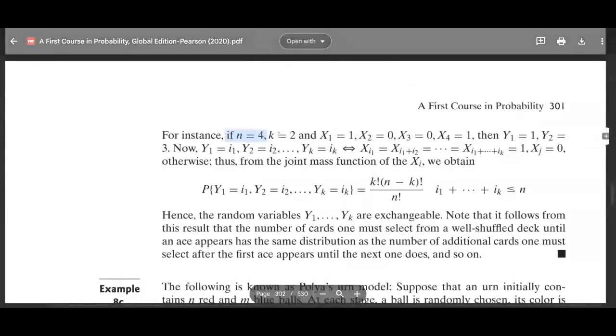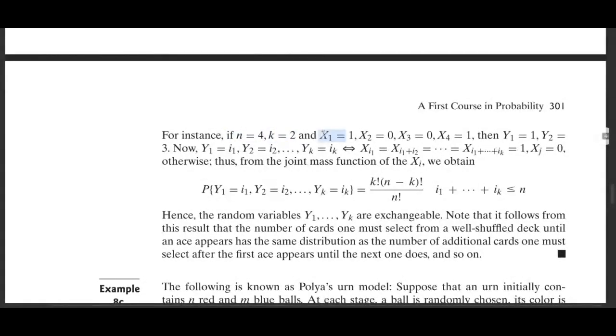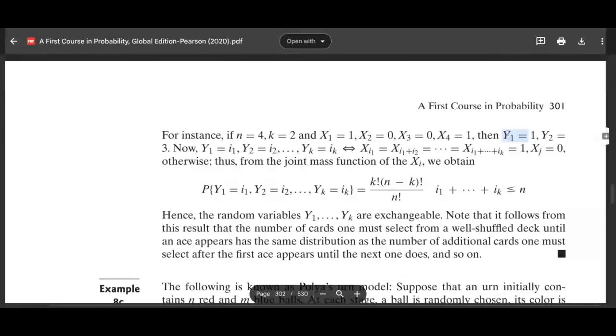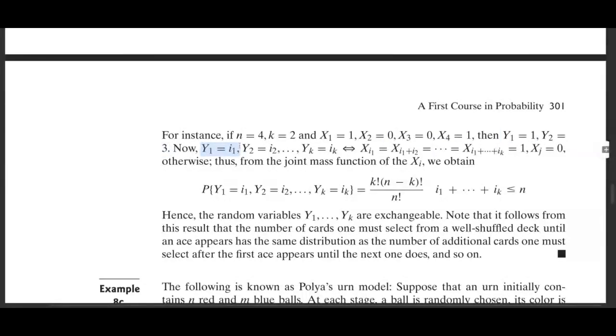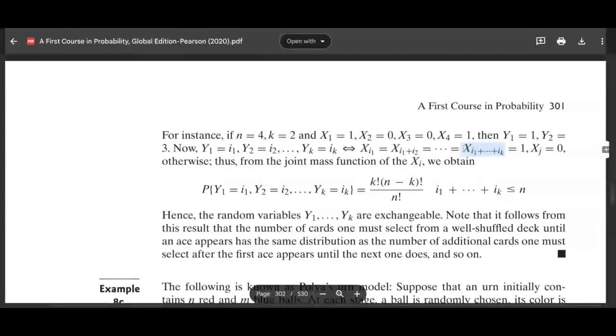So for example, if n equals 4, k equals 2, x1 equals 1, x2 equals 0, x3 equals 0, x4 equals 1, then y1 equals 1, y2 equals 3. Now y1 equals i1, y2 equals i2, yk equals ik. Then x_i1 plus i2, up to x_i1 plus ... plus ik, equals 1. So this is 0.